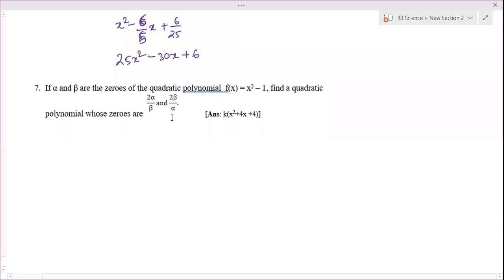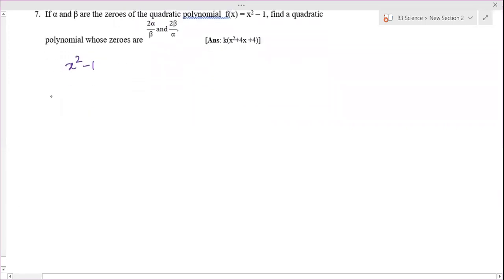In such a question, first the given polynomial is x square minus 1. Find the sum of zeros and product of zeros. Alpha and beta are zeros of this polynomial. So sum of zeros alpha plus beta is equal to minus b by a. What is a, b, c here? a is 1, b is 0, c is minus 1. So minus b by a is 0, and the product alpha beta is equal to minus 1.